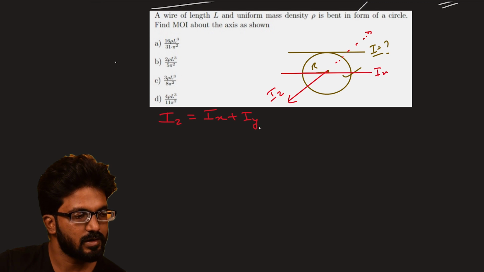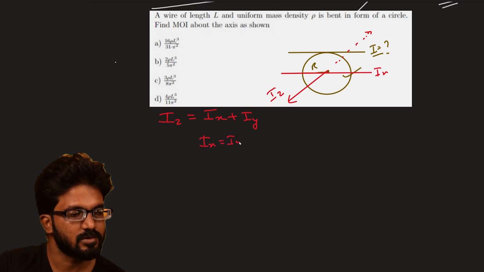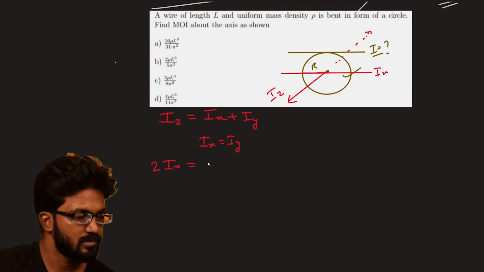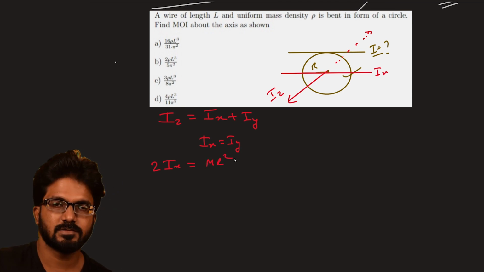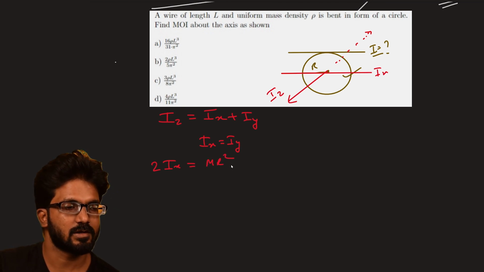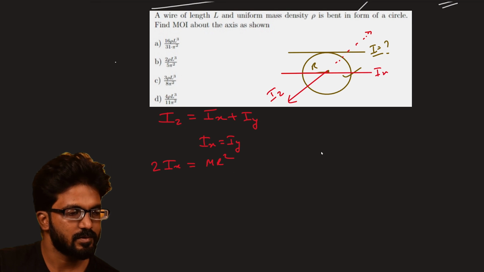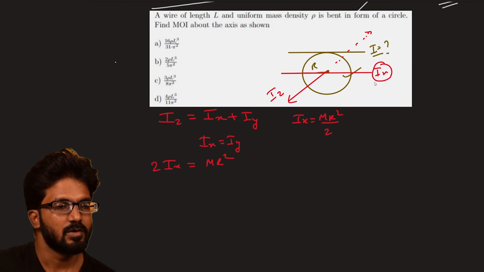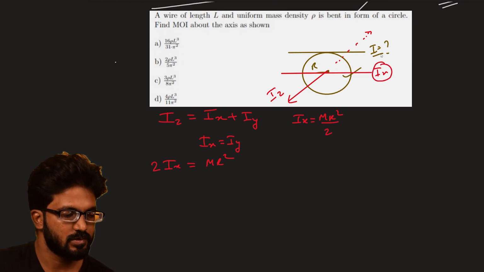And here we can apply that Ix is equal to Iy by symmetry, as it's a circular object. So 2 times Ix is mr square, where r is the radius of this bent wire of the circle. So Ix can be represented by mr square by 2. So this is the moment of inertia about this axis. We want to find the moment of inertia about the other axis.